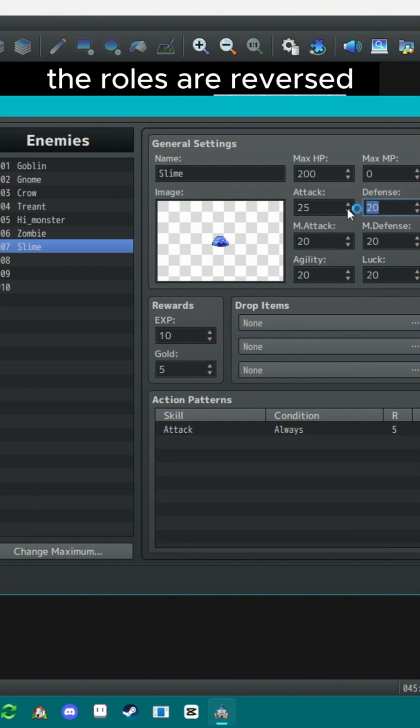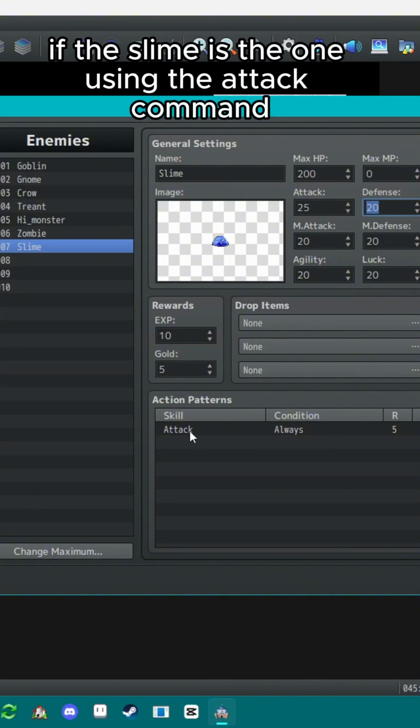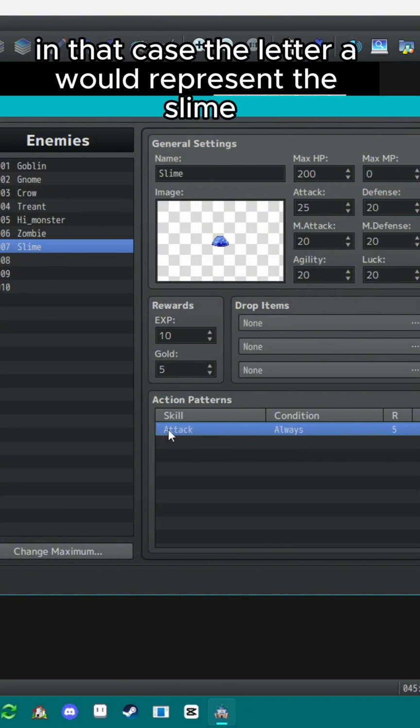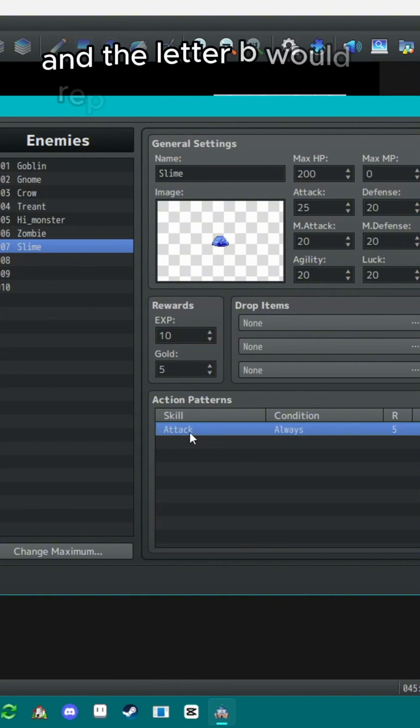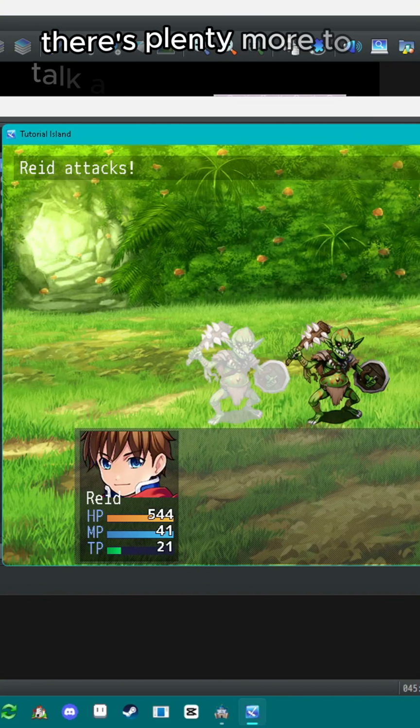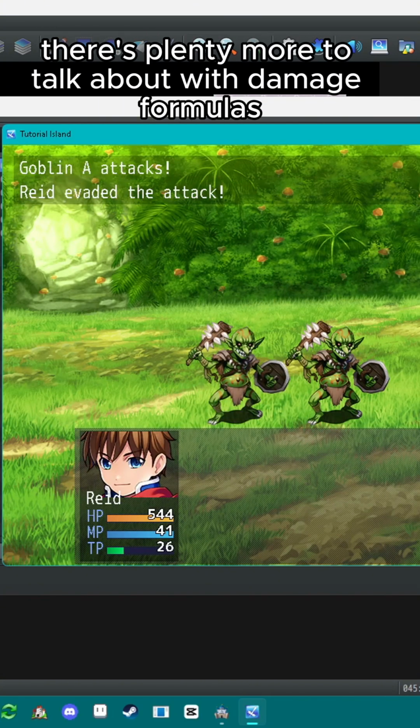The roles are reversed if the slime is the one using the attack command. In that case, the letter A would represent the slime and the letter B would represent the player. There's plenty more to talk about with damage formulas, so stay tuned.